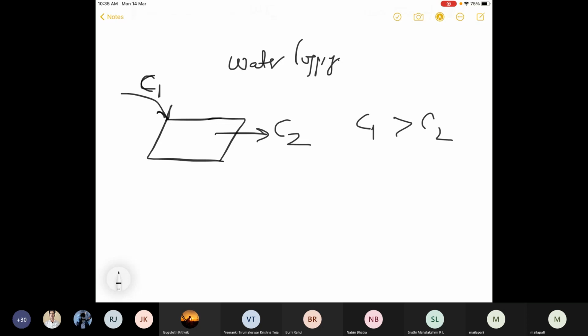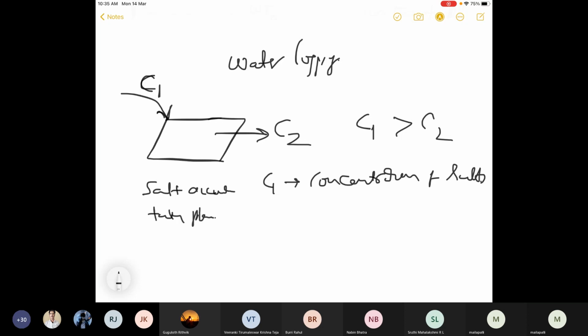So where C1 is the concentration of salts. Okay, we suppose the input salt concentration is more than the output salt concentration, so the salt accumulation will be taking place. So that's going to add salts to the area, and definitely influence the crop growth.